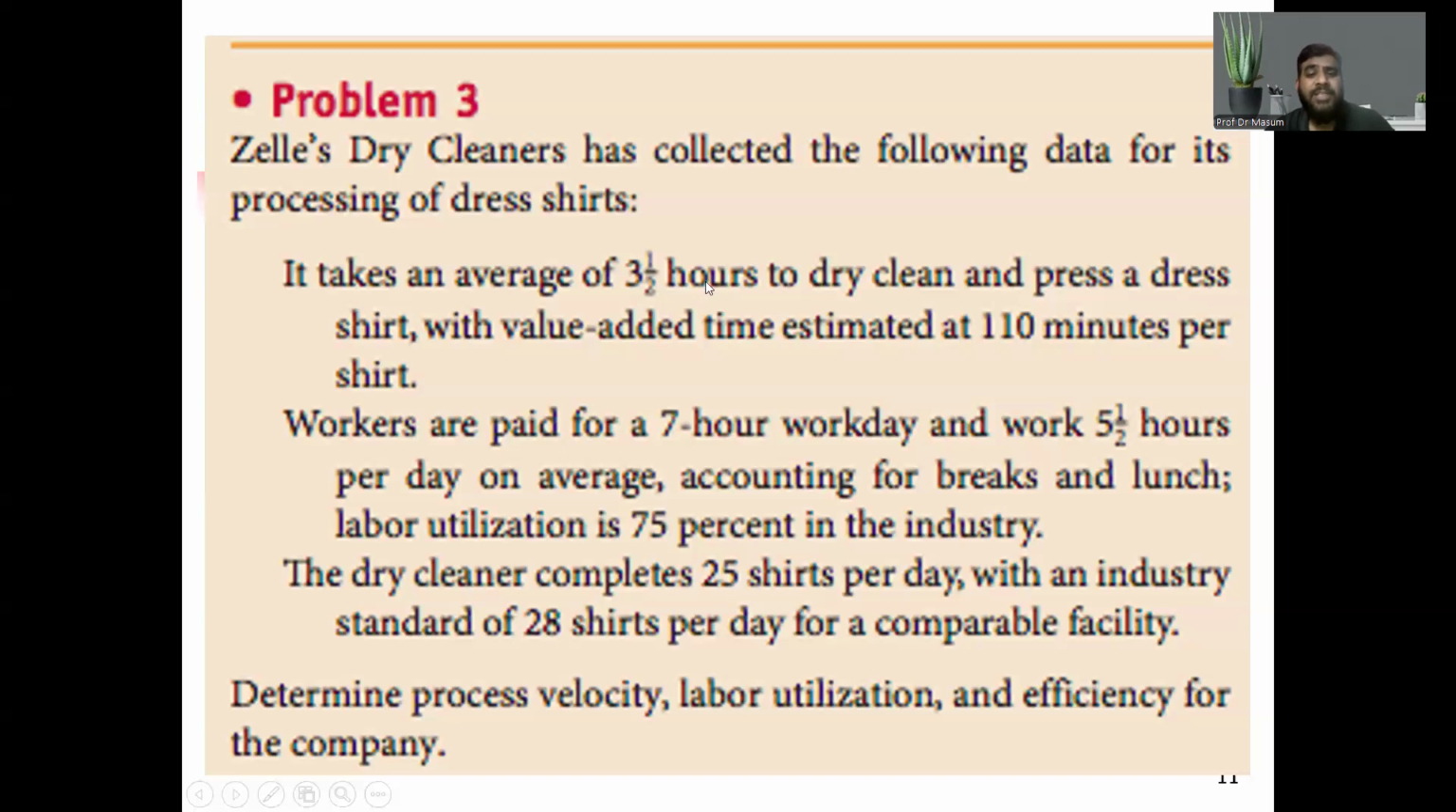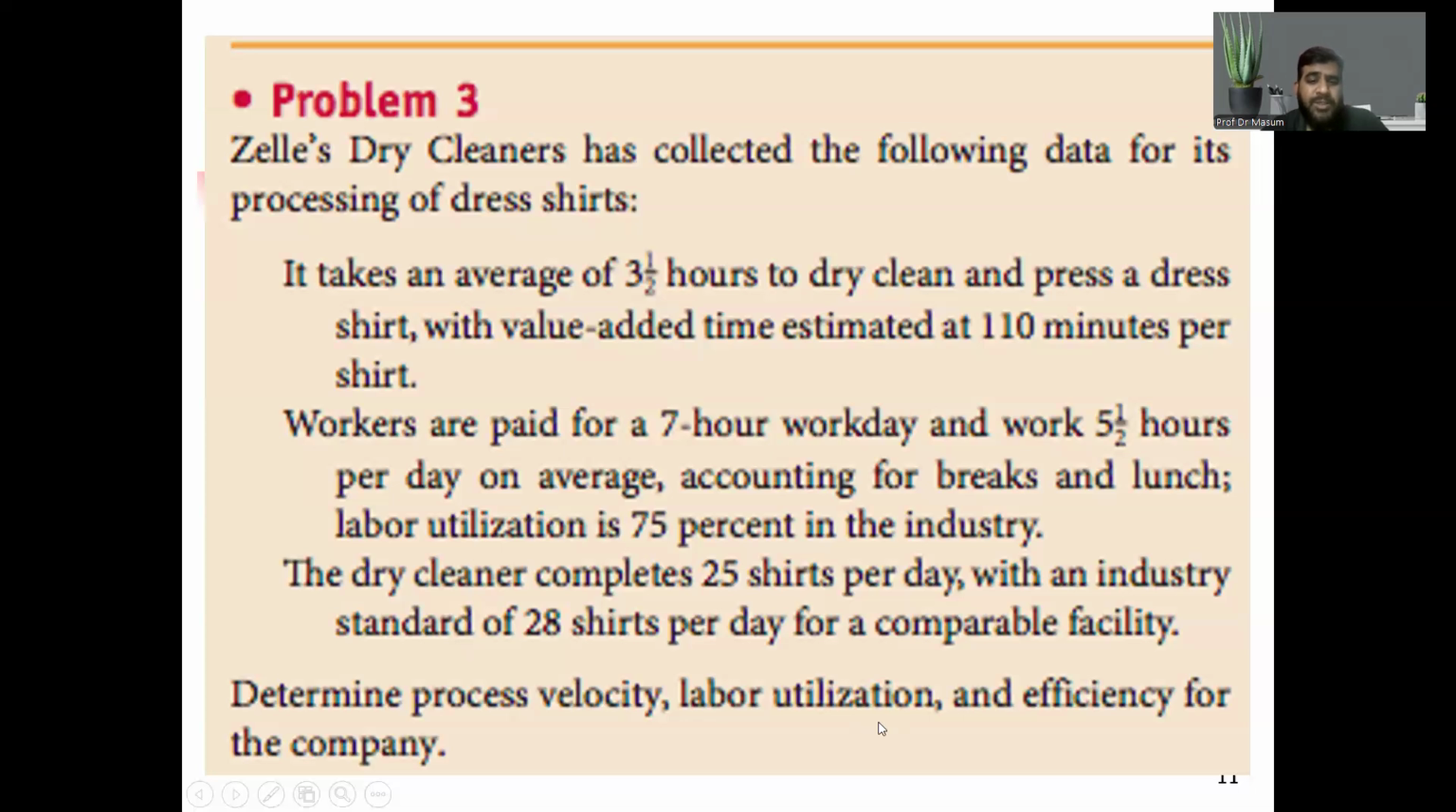Sir, I didn't get the 3 hours 30 minutes, the 3.5 measurement. No. It is 3.5 hours and 110 minutes. So you convert hours into minutes. 3 hours equals 180 minutes plus half hour, 30 minutes. 210 minutes divided by 110 minutes equals 1.9. Your process velocity is 1.9.